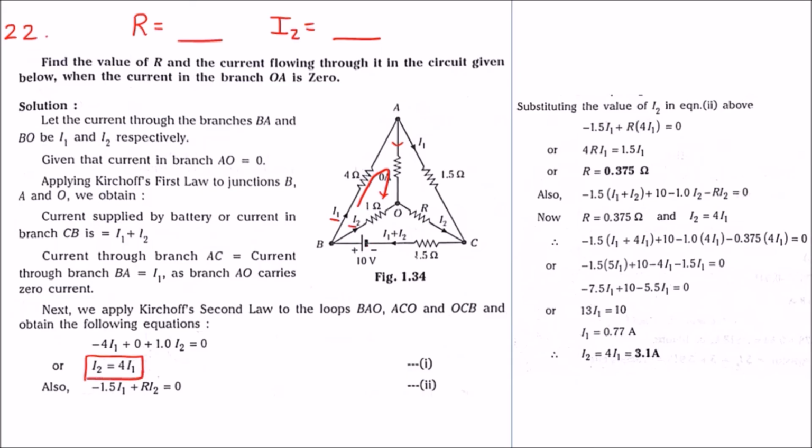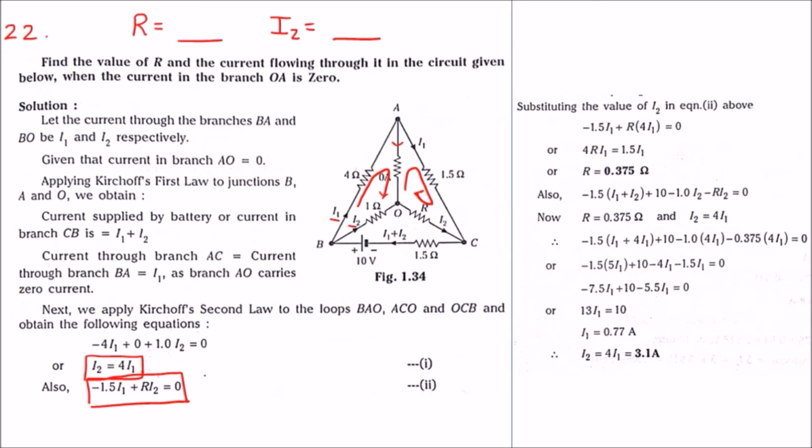Next we will write the second loop, Kirchhoff's voltage law: minus 1.5 I1 plus, as it is opposing, we will write plus R I2, is equal to 0. So we got two equations, equation 1 and equation 2.